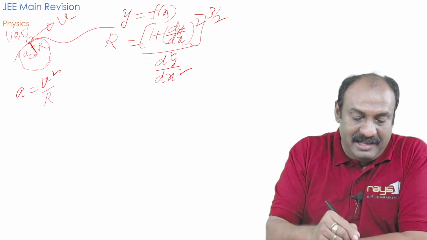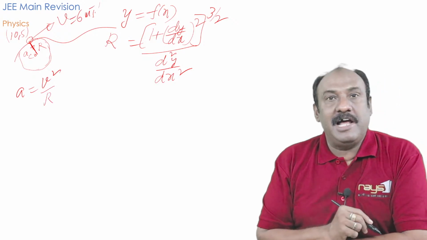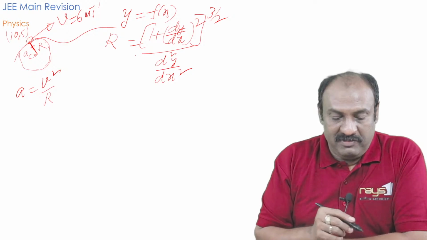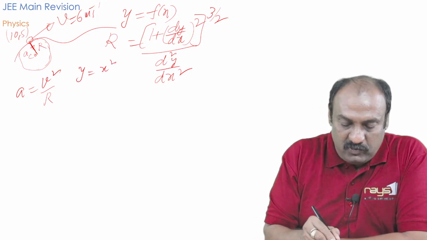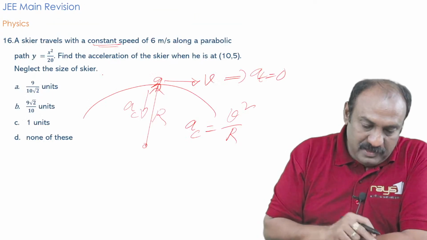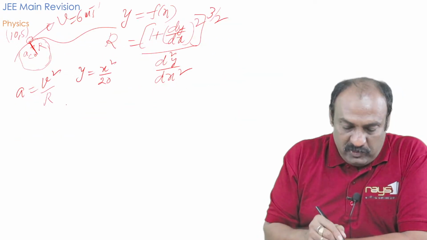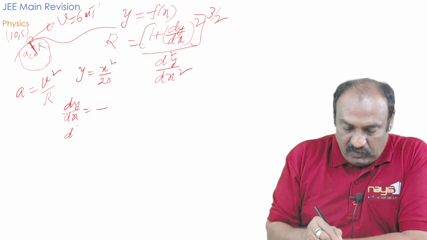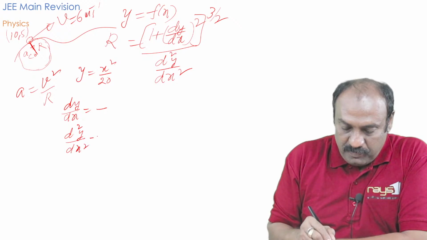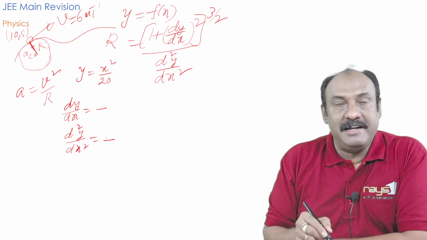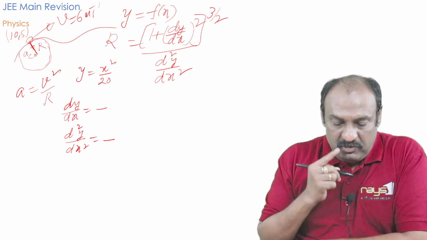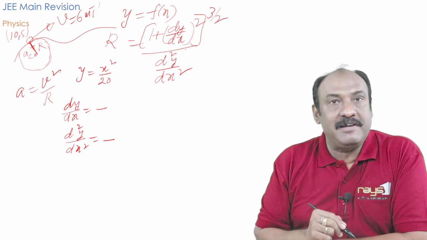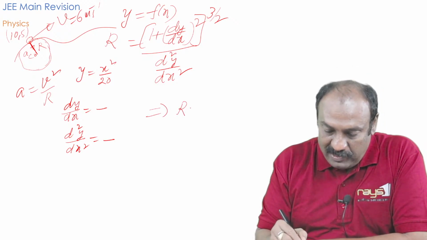For the acceleration of the skier, a equals v squared by r. v is given directly as 6 meters per second. How do we calculate the radius? First, y is given as x squared by 20. From that you have to calculate dy by dx, then d squared y by dx squared. Substitute the values of dy by dx and d squared y by dx squared in this equation, and from this you get the r value.